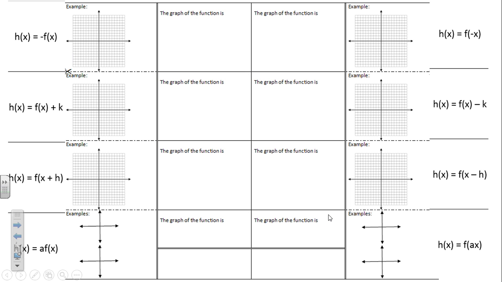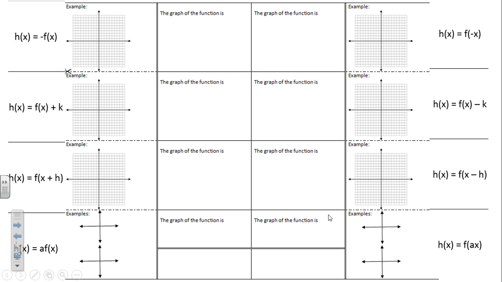So the first thing we want to talk about is what happens when we have a negative a, or a negative number, or just negative 1 in front of our function. It doesn't matter which of these functions we're working with. What happens when we have a negative 1 in front? It flips it. Which way does it flip it? Across the x-axis. Very good.